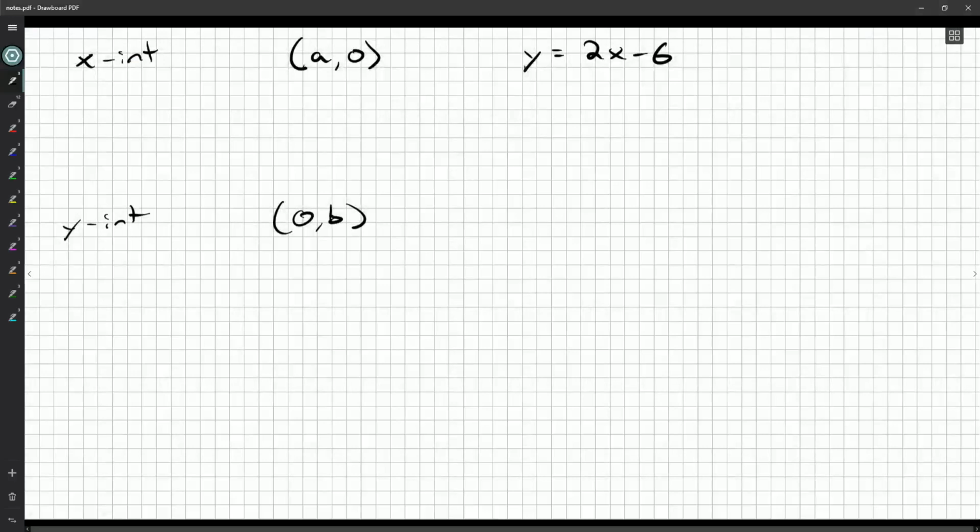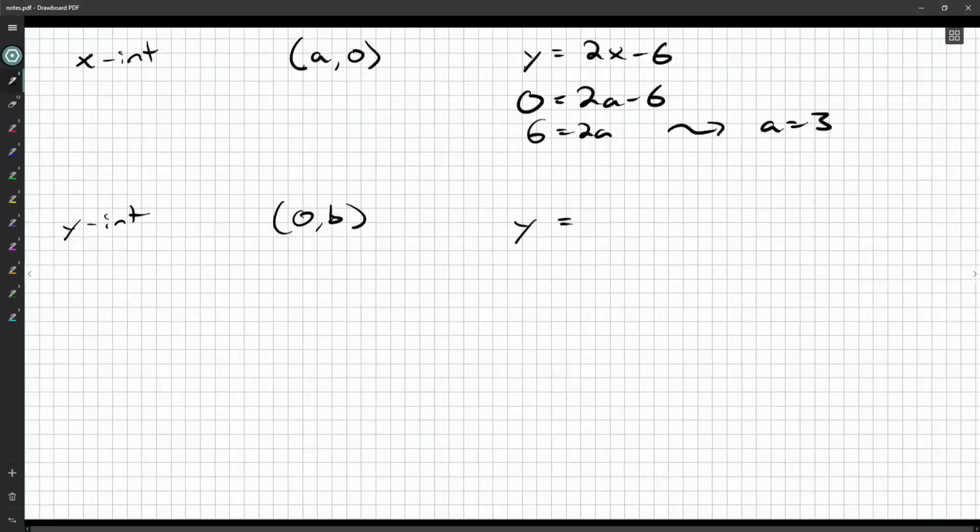So let's find the x-intercept. The x-intercept is typically a, 0. And then we usually write the y-intercept, which we'll calculate down here, as 0, b. And they have to be on the line. So the line is y equals 2x minus 6. So that means 0 is equal to 2a minus 6. 6 is 2a. So a is going to be 3. And we usually say 3 is the x-intercept, although I guess you could say 3, 0.